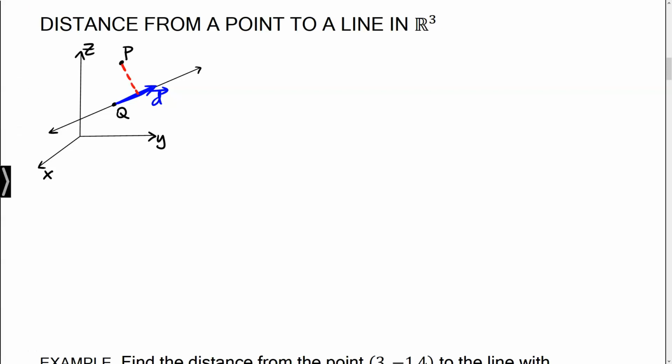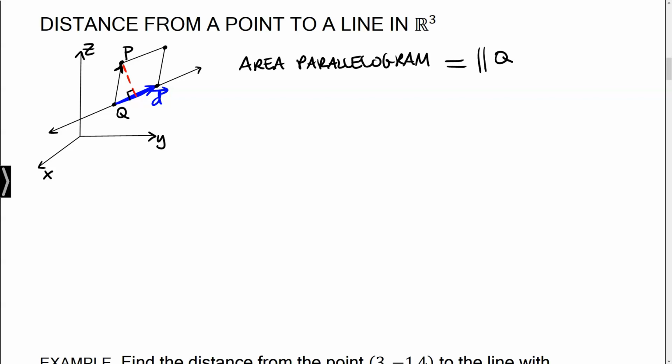Okay, so the easiest way to do this is to think of the vector from Q to P. And then we're going to think about the area of the parallelogram spanned by that vector QP and this direction vector D. Okay, so let's draw that parallelogram. Now, we know geometrically from the properties of the cross product that we studied that the area of this parallelogram is just equal to the length of the cross product. So it's just the norm of QP crossed with this direction vector D.